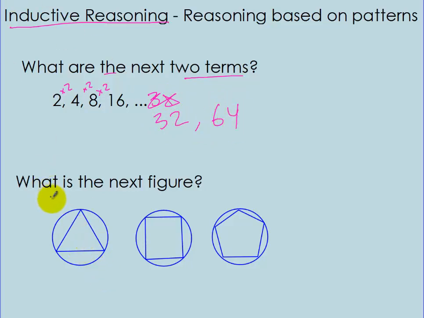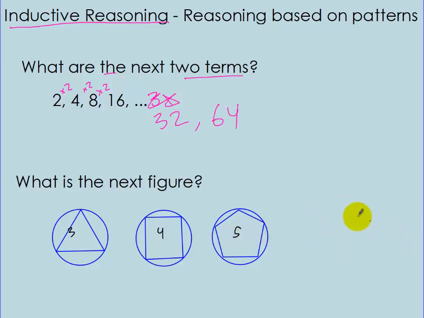Now let's look at these shapes. So it doesn't have to be numbers. It could be, not shapes, figures. So looking at this first figure, and the next figure, it looks like they're all circles with a different shape inside. So a triangle, and then it goes to a square and a pentagon. And wait a minute, this is 3 sides, this is 4 sides, this is 5. So I'm guessing my next shape is going to be a circle.